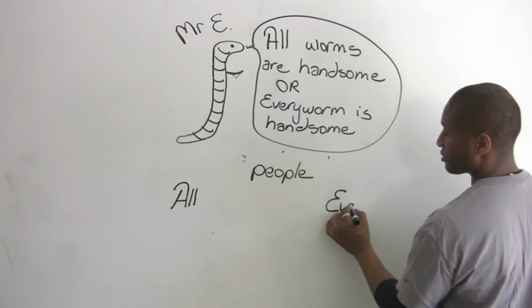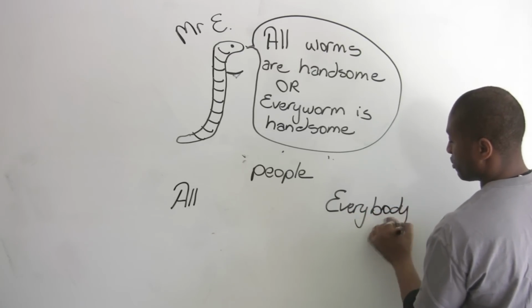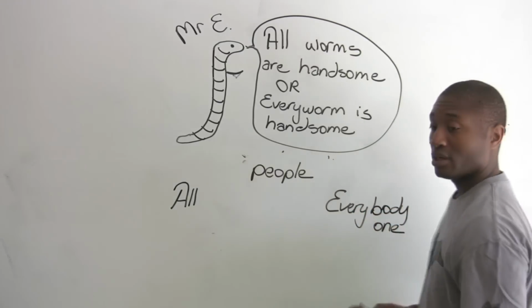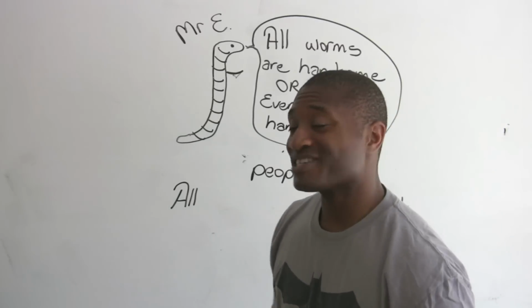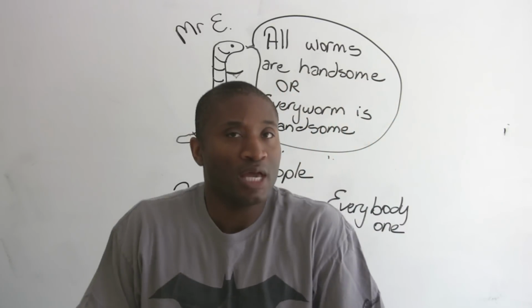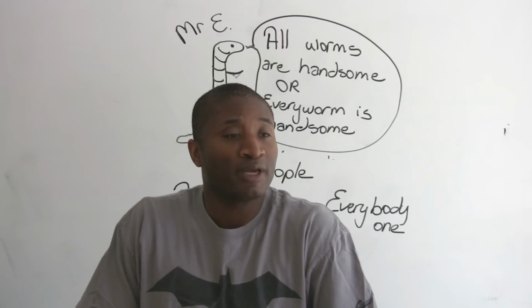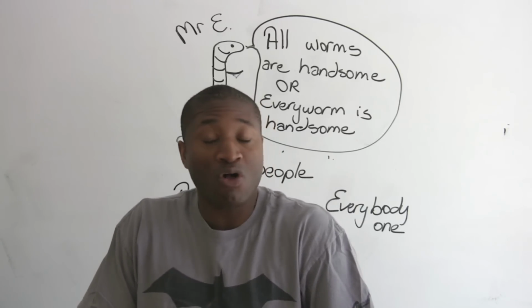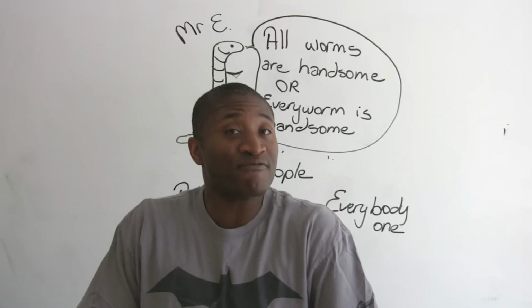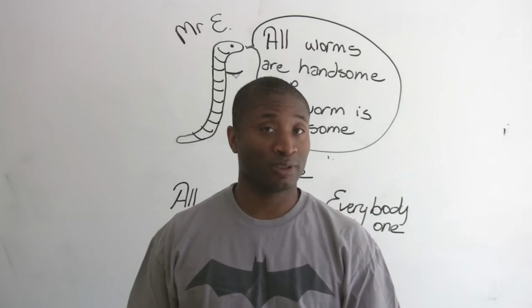Now, here I'm going to put this. It's either going to be everybody or one. If we were to say as a group of people, we can't say all people. Now, I lied to you. If you say all people have two eyes, that's what we call a truism. In that case, you can add all to a noun, but you're saying everything in that category or all things in that particular group. Okay?